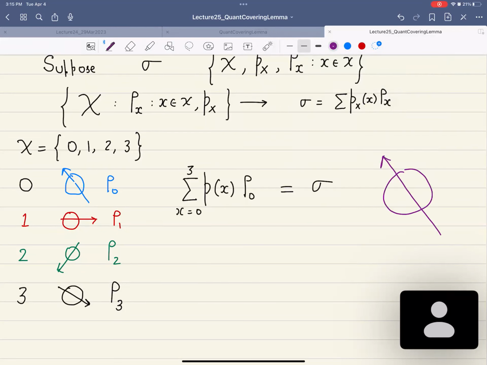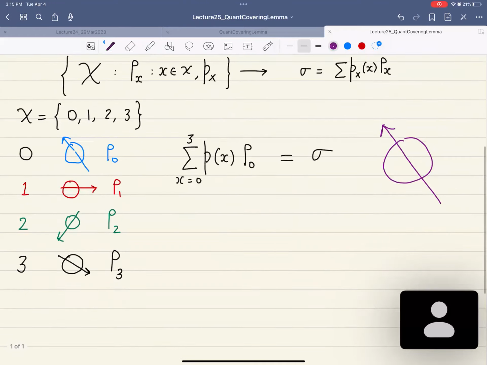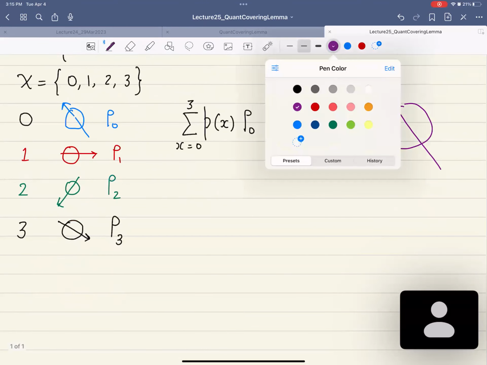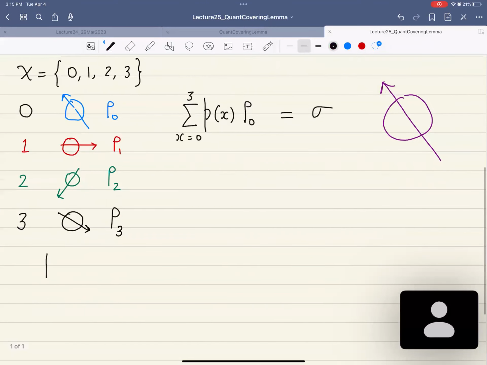So what am I doing? I wake up today and I pick one of the x's with this distribution P, and whichever I see on my register, say it is 2, I'm going to prepare the green quantum state.